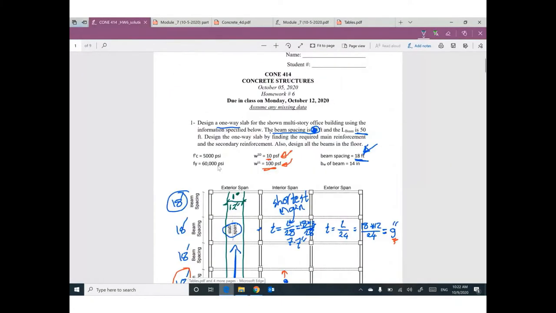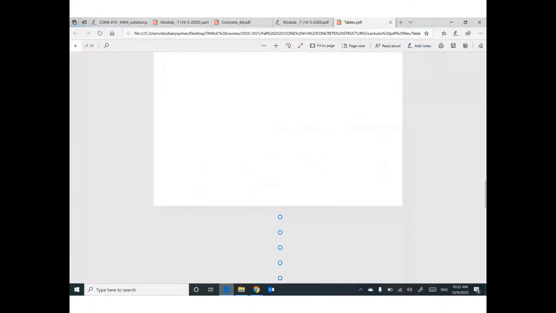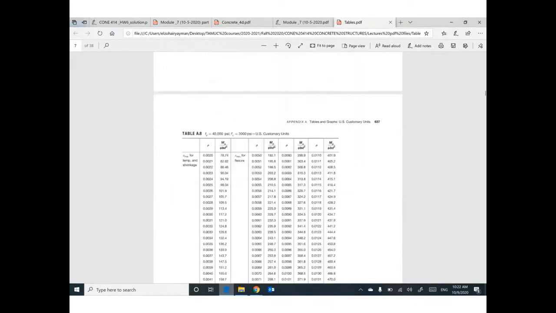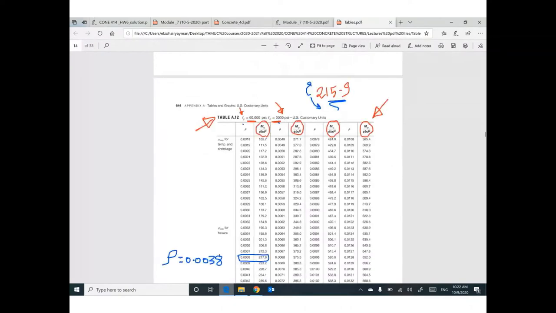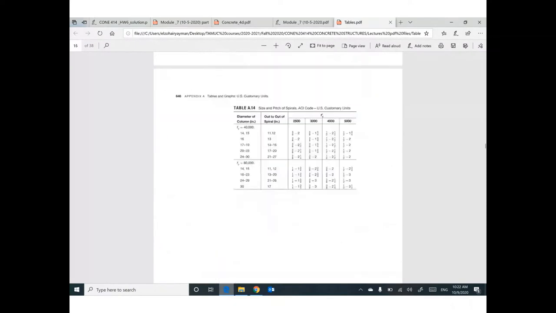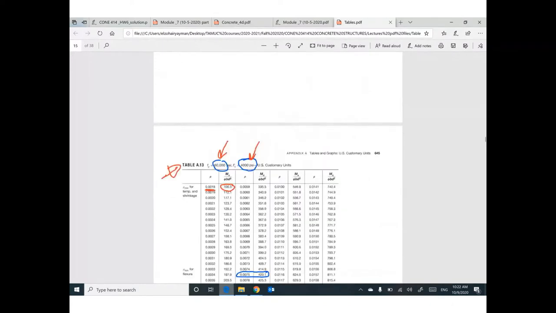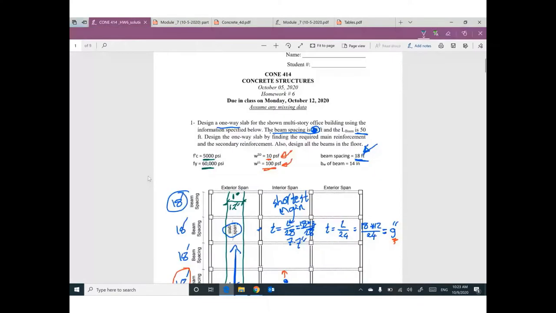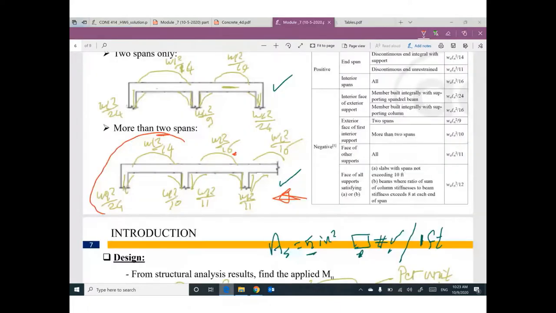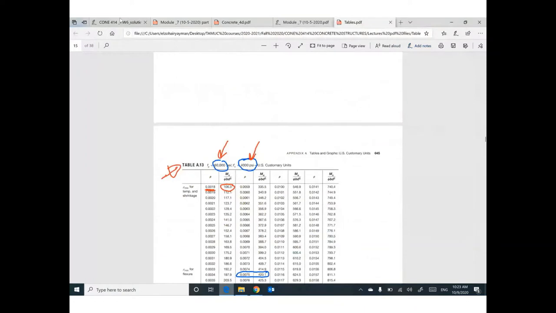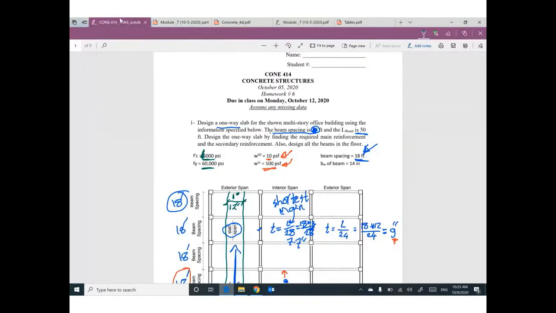Before opening the table, what was the f prime c? 5,000 and 60,000. So I'm going to open the tables for 5,000. I hope we have it. Probably not. 3,000, 4,000. Yeah, we don't have it. Anyway, to make it easy, assume this one is 4,000, not 5,000. 4,000, that's fine. Actually, we can do it for 5,000 manually with hand calculation, but we don't have time.